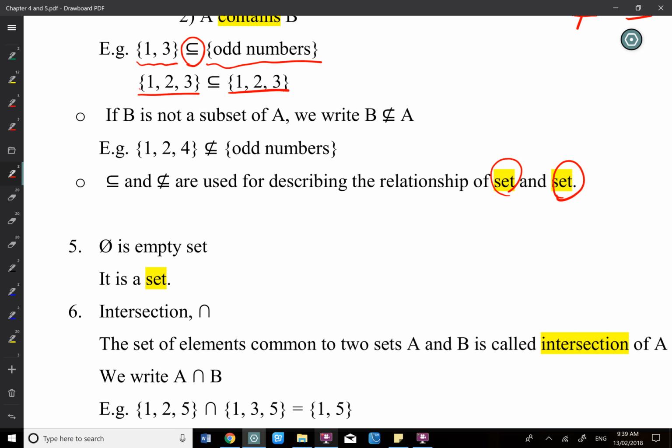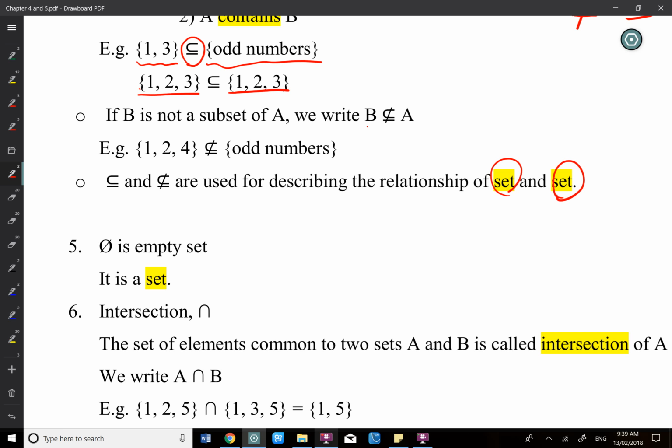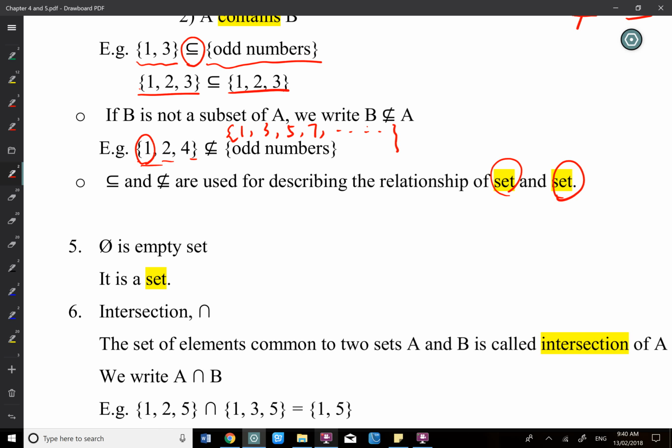So it's fully contained. If B is not a subset of A, we write B is not contained in A, but they are both sets. So 1, 2, 4 is not contained in odd numbers, because odd numbers are 1, 3, 5, 7, 9, and keep going. Even though 1 is in the second set, 2 and 4 are not elements in it, so it's not contained. Even if only one element is not in the second set, it's not contained. I can't say it's contained. Any questions?